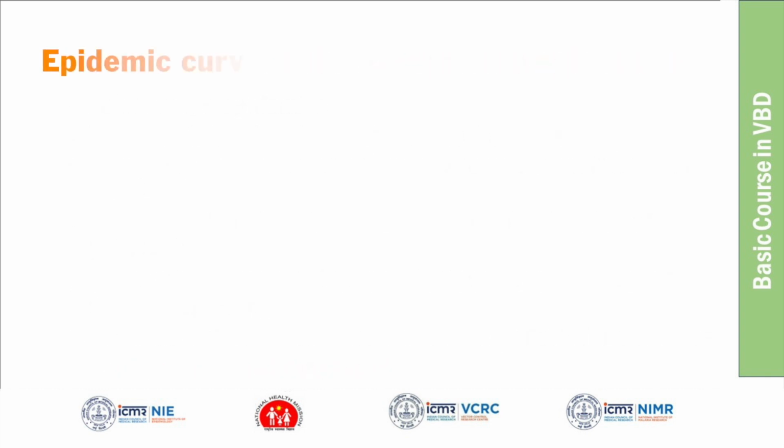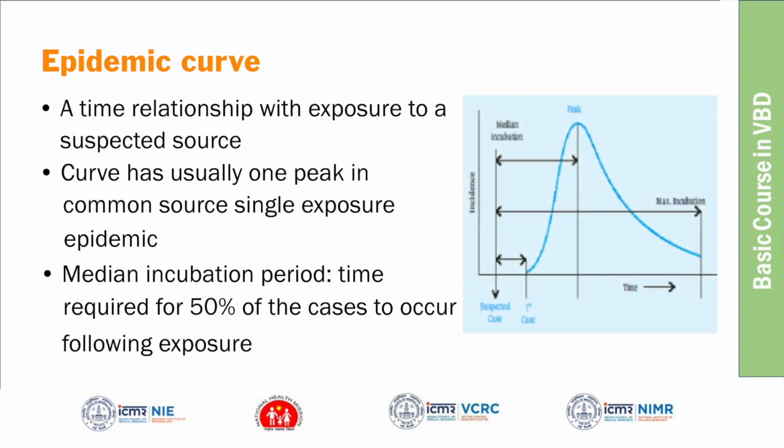Let me show you the epidemic curve. This is a time relationship with exposure to a suspected source. So this curve has usually one peak in a common source single exposure epidemic. What does it mean? This peak denotes the time point at which the maximum number of cases get infected. And another point of interest here in this graph is the median incubation period. That is the time required for 50% of the cases to occur following exposure.